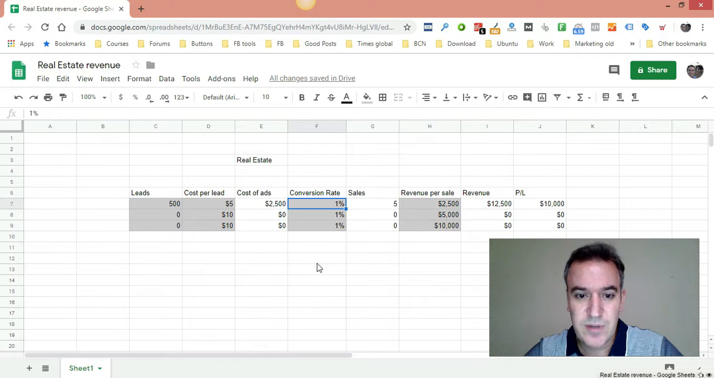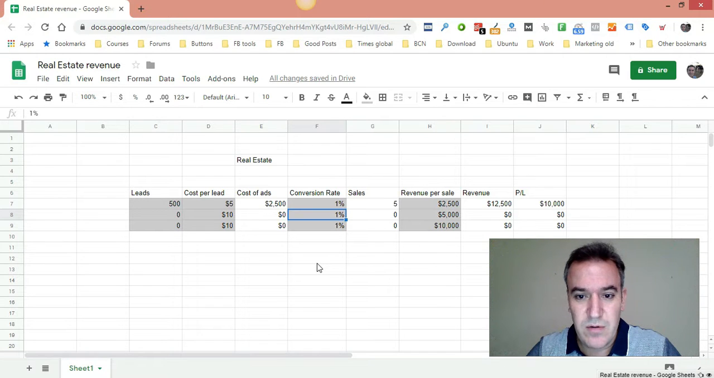Let's suppose the conversion rate is at 2%. For every 100 contacts you get 2 sales. Let's imagine that. This is very attainable. So now the profit and loss, how much you make, is 22.5k. So you can see the numbers, how they play with each other. This is with a revenue per sale of just 2.5k. Let's keep it again to 1%.